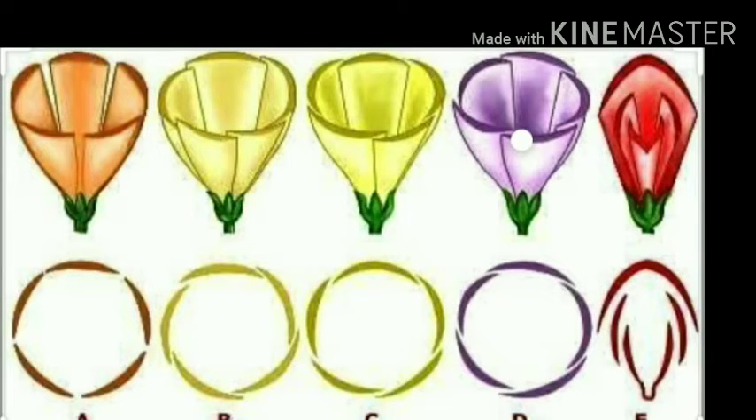So let us talk about aestivation. What is meant by aestivation? So guys, the arrangement of sepals or petals in a floral bud is said to be aestivation. Basically there are four types: valvate, twisted, imbricate and vexillary. These are the four types, but here I am showing five pics.